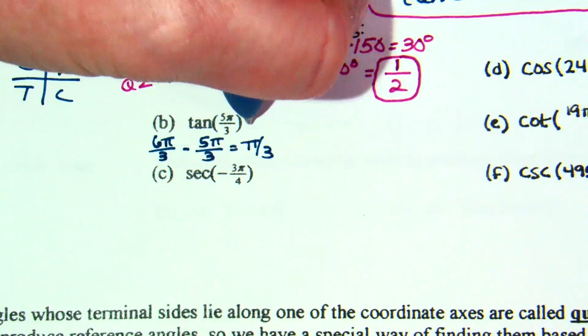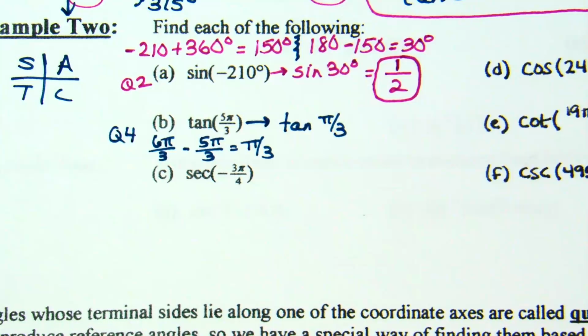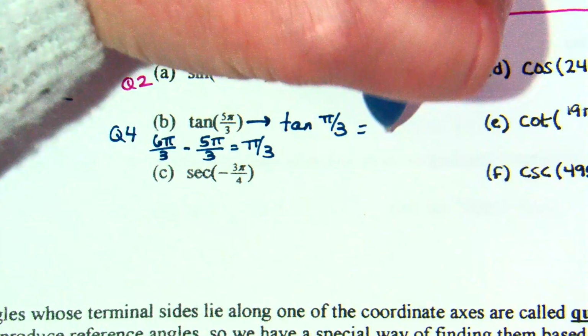So I will write down that I did 6 pi over 3 minus 5 pi over 3, and I got 1 pi over 3. So that means, for the purpose of this problem, I am thinking tangent of pi over 3 in quadrant what? Quadrant 4. So that's what you're asking yourself to finish this problem. What is the tangent of pi over 3 with the appropriate sign from quadrant 4? So what, according to your chart, what is the tangent of pi over 3?